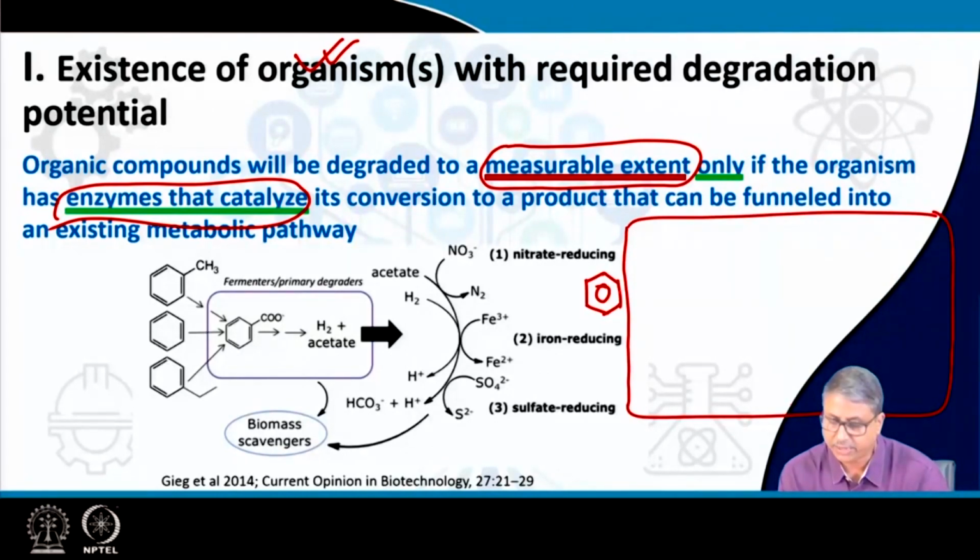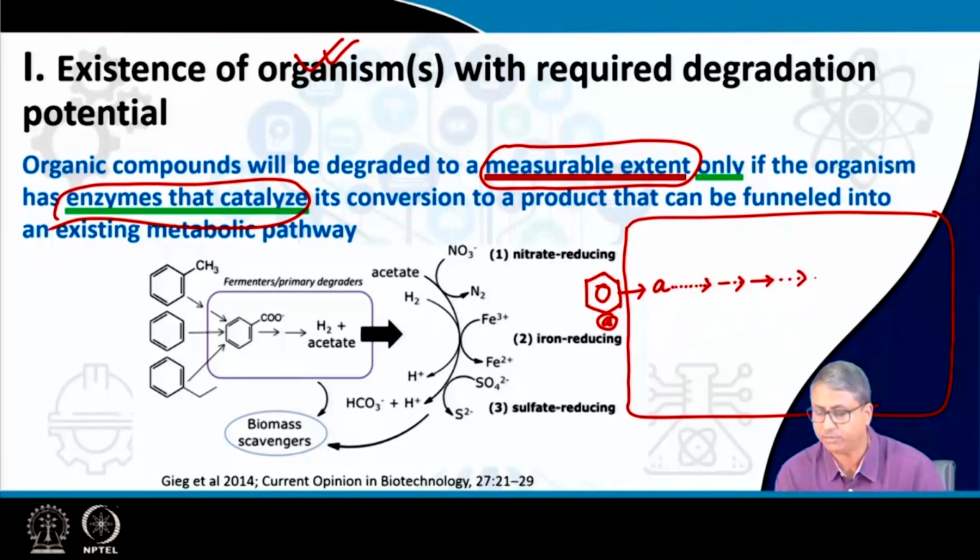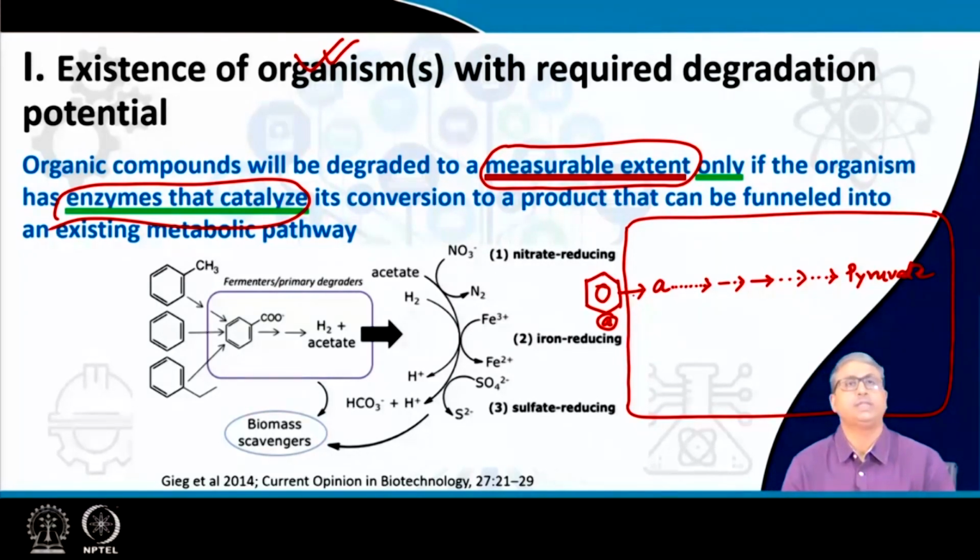So this compound is taken up inside the cell, which I have indicated as A. So A is taken inside the cell, and then there are many steps through which A is converted gradually, one by one, to some intermediate. Let us say the intermediate name is pyruvate.